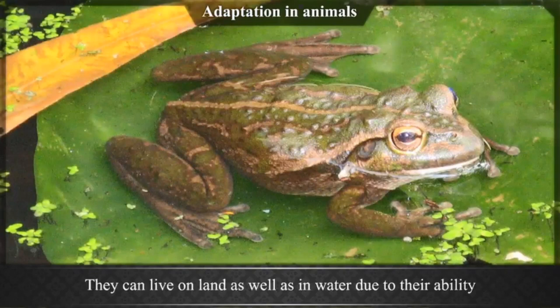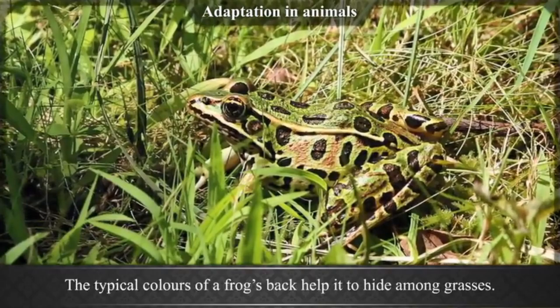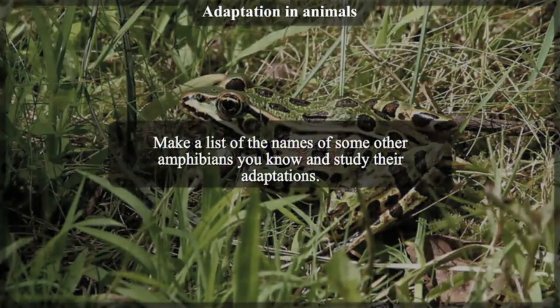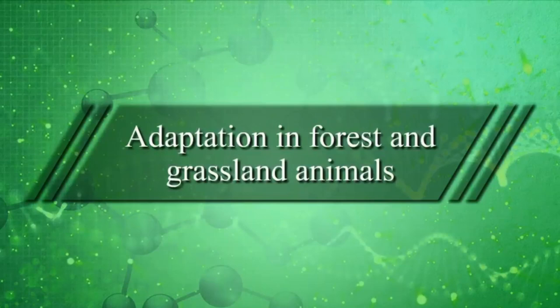They can live on land as well as in water due to their ability to breathe through the skin in water and using the nose and lungs on land. The typical colors of a frog's back help it to hide among grasses. Make a list of the names of some other amphibians you know and study their adaptations.